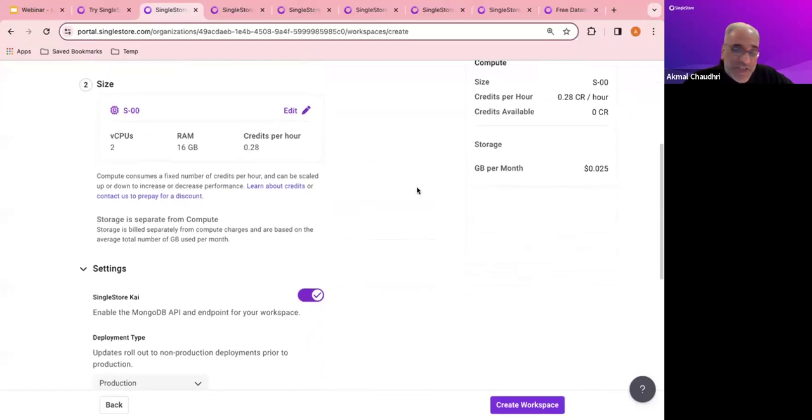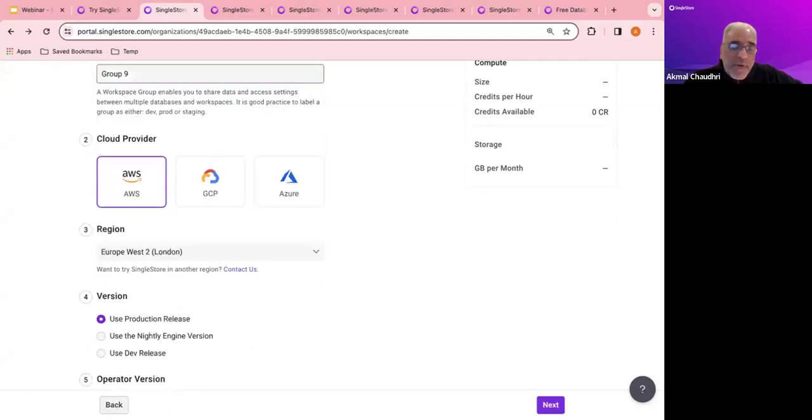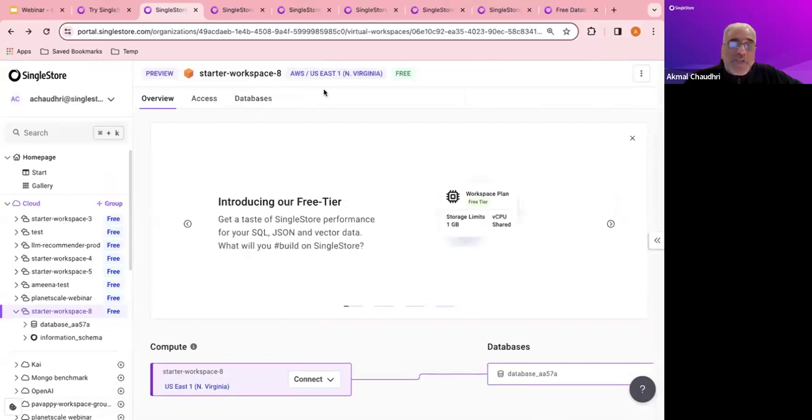All I need to do then is just say create workspace. Now, in this case, I'll choose not to, okay, because I have something running. This takes a little bit longer in terms of provisioning. That's the key thing to remember. And I've actually got something that I set up a little while ago.